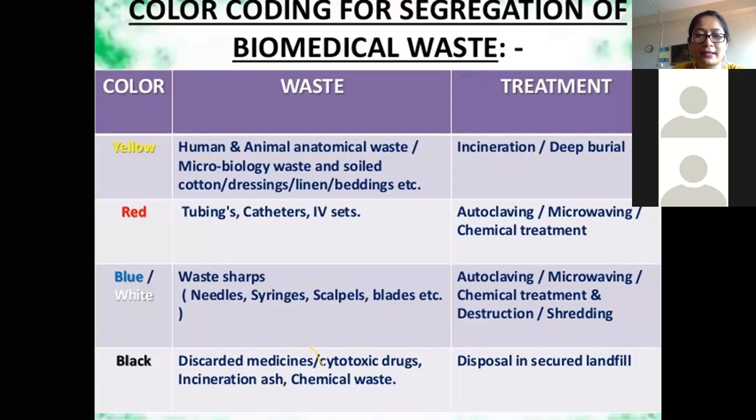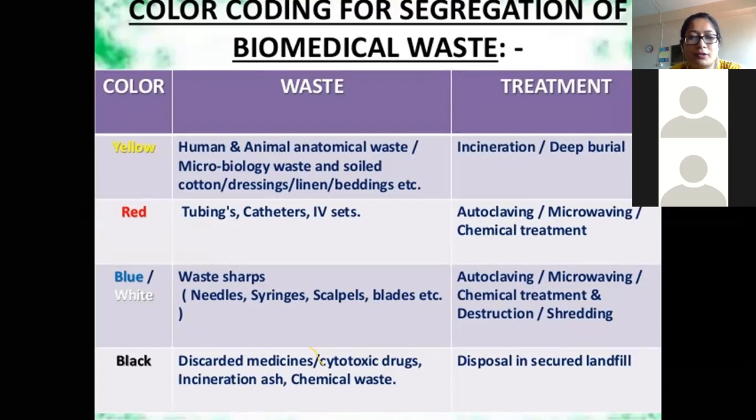Then red is for tubing, catheters, IV sets. Blue is for needles, syringes, scalpels, blood, etc. And black is for discarded medicine and cytotoxic drugs, for incineration. This is chemical waste, which comes from the medicines and all, and it is to be kept in the black dustbin. IV sets go in the red. All plastic things go in the red. Plastic materials in the red, and paper and all we can keep in the black.